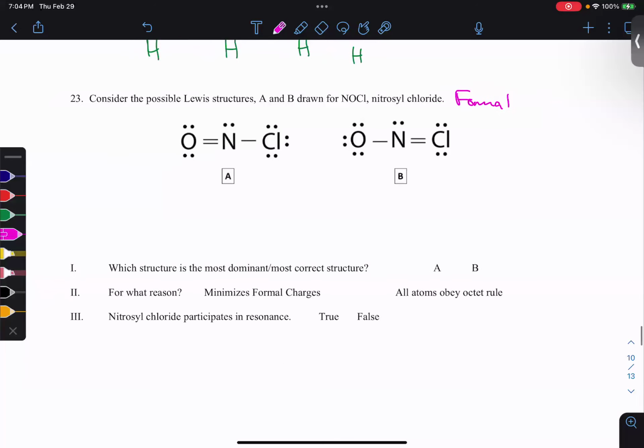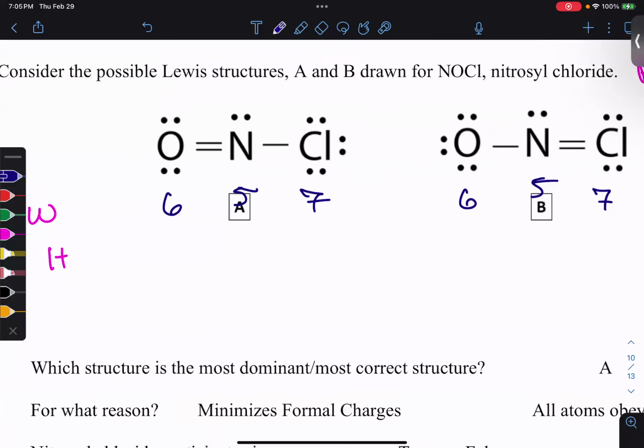So how do we calculate formal charge? Wants minus has. So wants comes from the periodic table, has comes from the Lewis structure. Oxygen wants how many electrons on it? From the periodic table, 6. Nitrogen wants 5. Chlorine wants 7, and then it's 6, 5, 7 again for these. That's from the periodic table. That's the number of valence electrons on all these atoms.